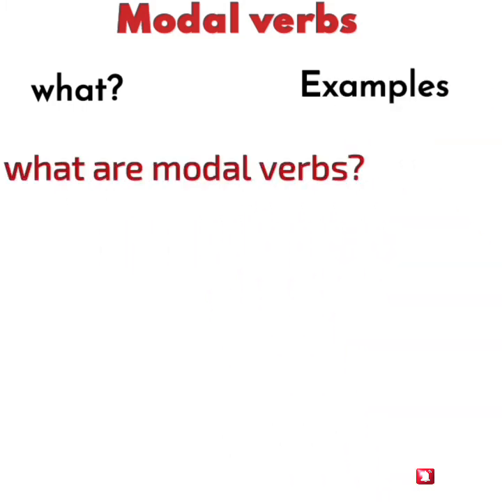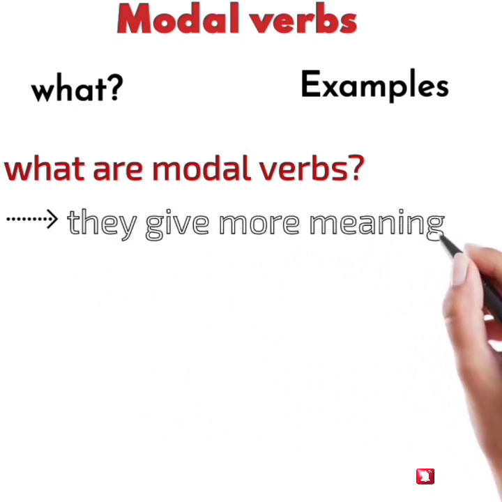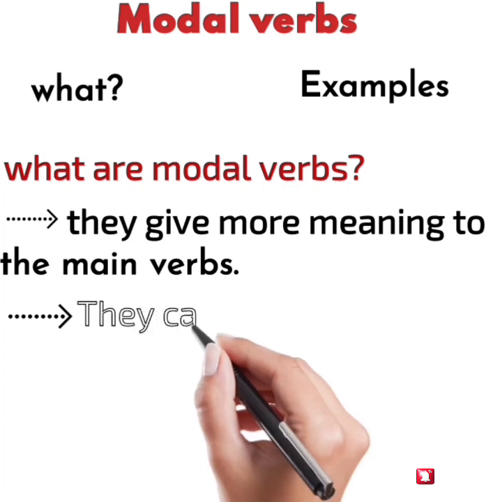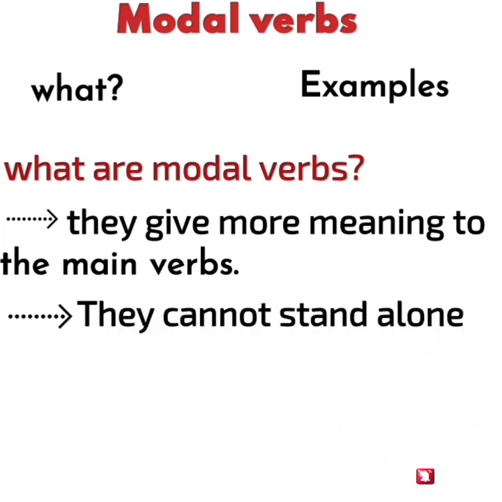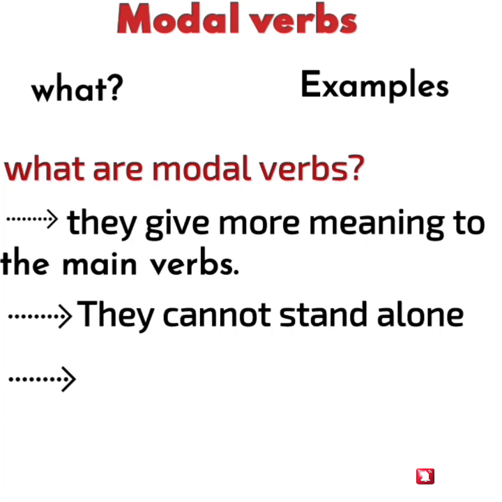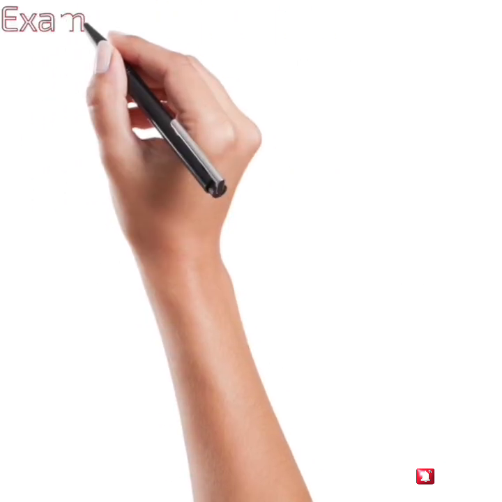What are the modal verbs in English? Well, they are a kind of verb. First, they give more meaning to our main verb. They provide extra meanings to our main verb. Second, they cannot stand alone in a sentence. For their existence, they always need a main verb in a sentence. Third, they are always used before the verb base form, the verb first form, in a sentence. It means they are always used before the base form of the verb.